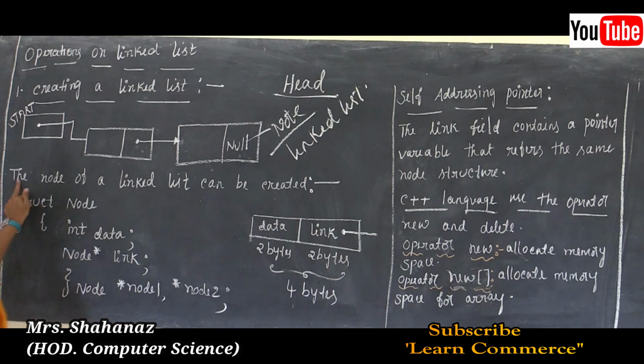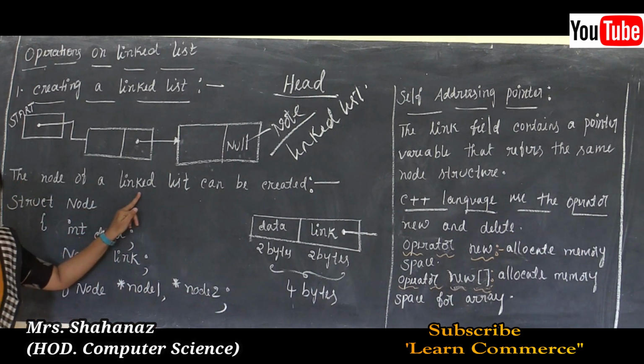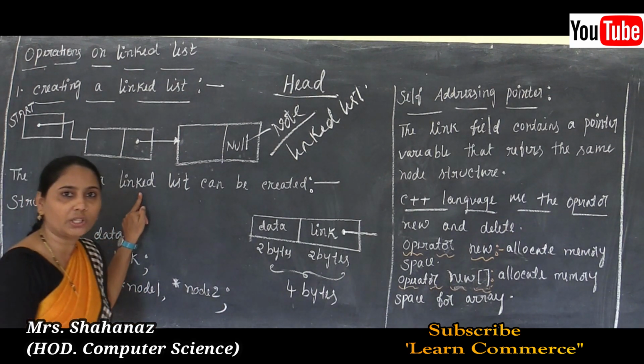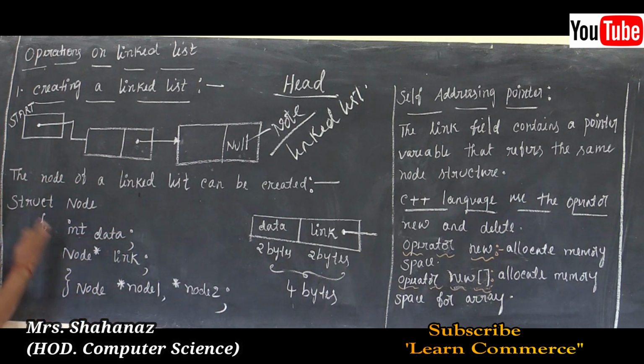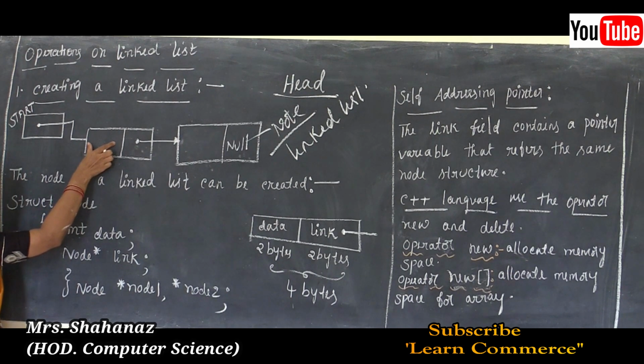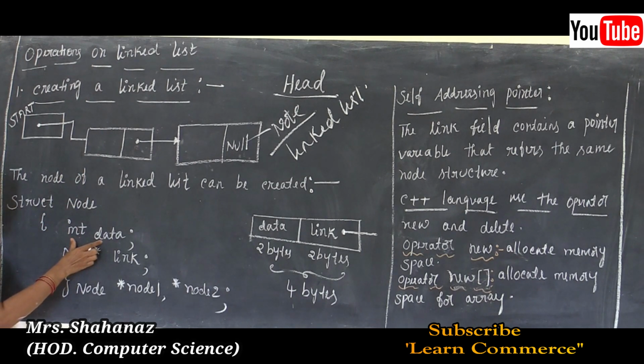Such a node of a linked list can be created by the following structure declaration. First of all, we write struct node. The data field is called the data or information field. So we need one field, and we declare it by using the code int data.